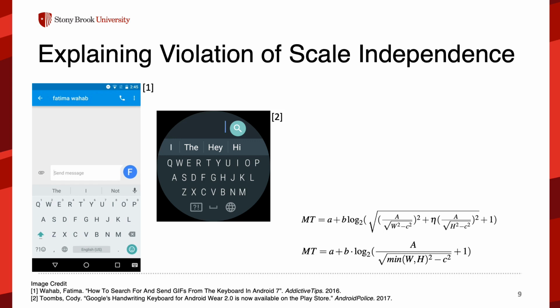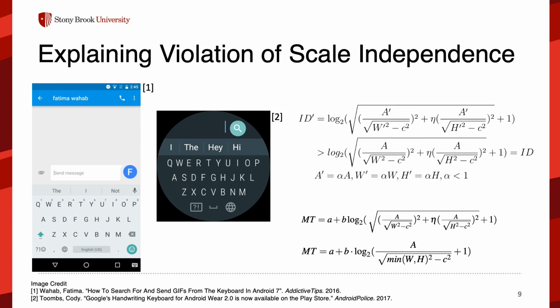The 2D finger Fitts law also explains the violations of scale independence. These two models show that if we proportionally reduce the width and the distance in the task, it will increase the value of the index of difficulty. This is because the C-square value is not cancelled out if you reduce A and W proportionally.